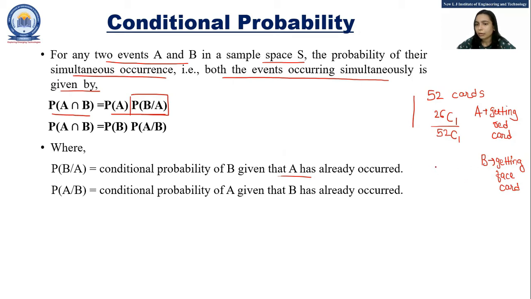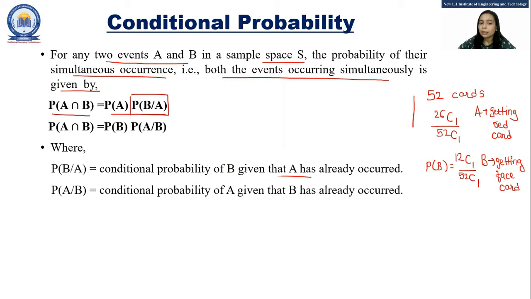What is the probability of getting the face card? P(B) is nothing but 12C1 upon 52C1. But now if I tell you that first you select the red card and from that you have to select the face card, here you have to find the probability of getting the face card, but there is one condition: the red card is already selected. So the conditional probability is the probability of B, in our example of getting a face card, given that A has already occurred. That means the red card has already occurred.